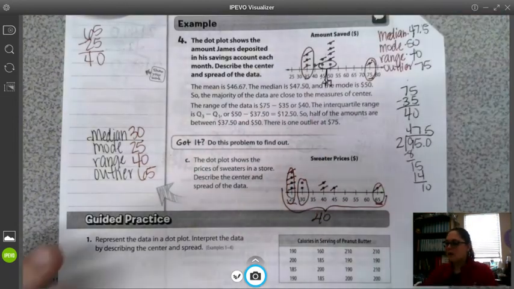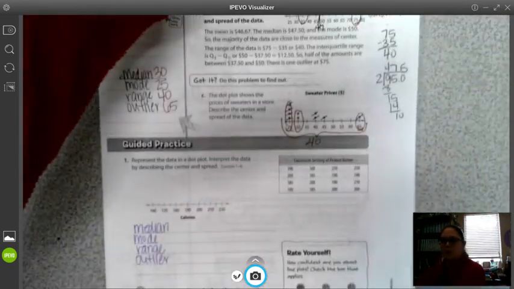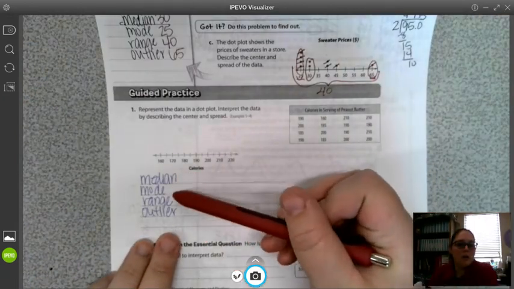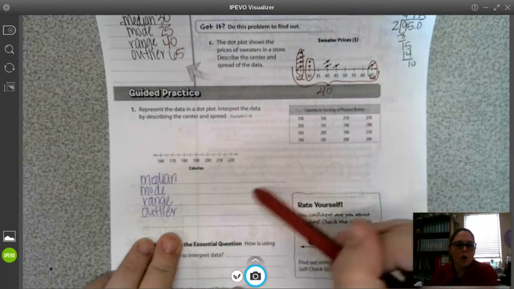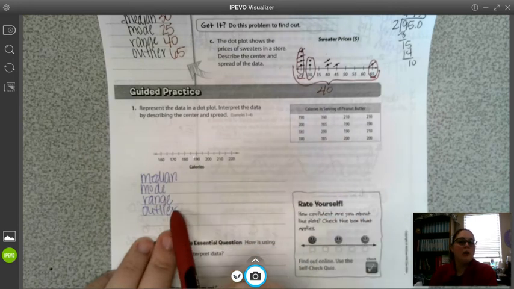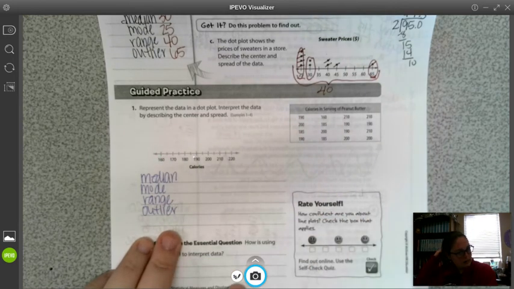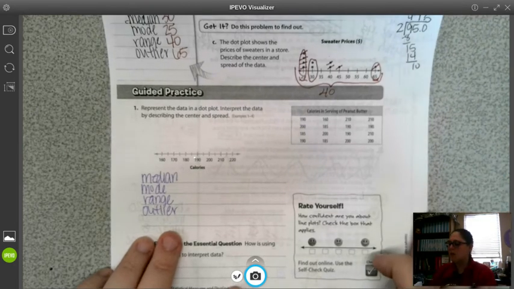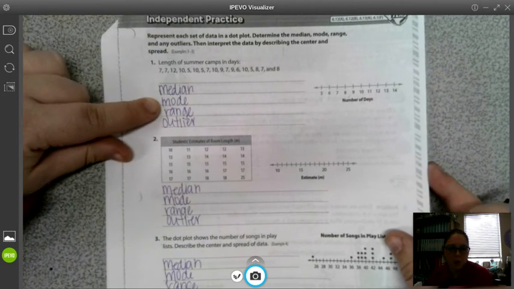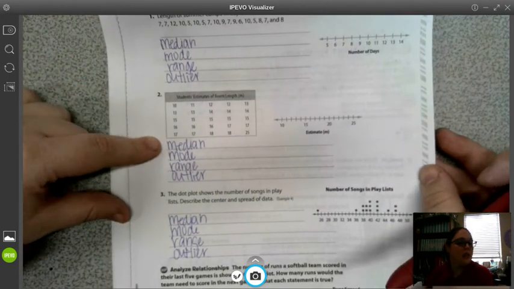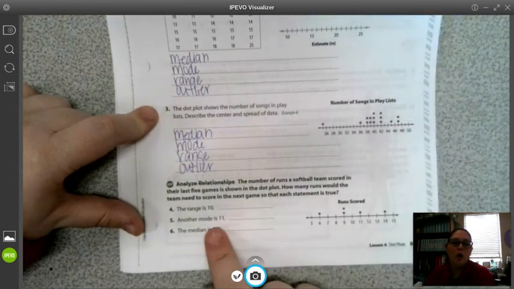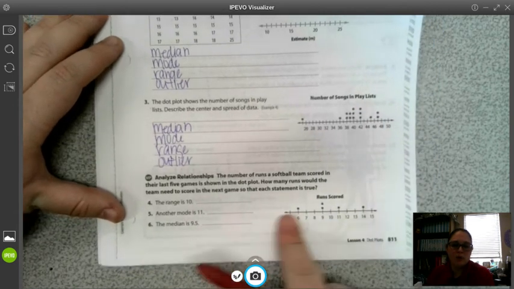Okay, so your assignment is your guided practice. Again, you're finding the median, the mode, the range, and the outlier for all this. I'm going to assume that you'll find all those using the dot plot. I might ask you to take pictures for me for clarification. On number 1 over here, you're doing the same thing: median, mode, range, and outlier. Number 2, same thing. And number 3 as well. Number 4, 5, and 6, you're using this.